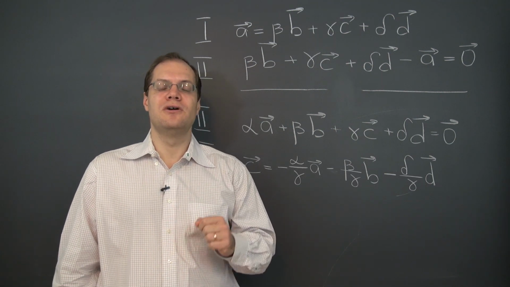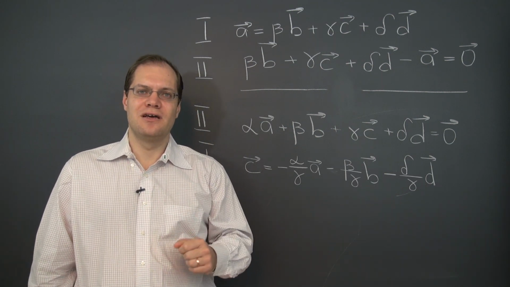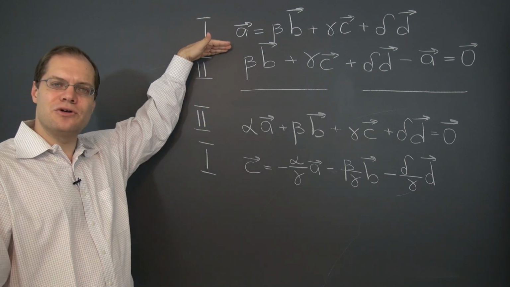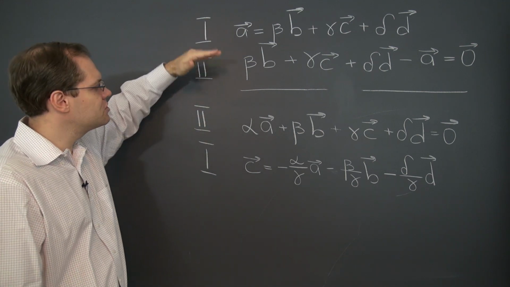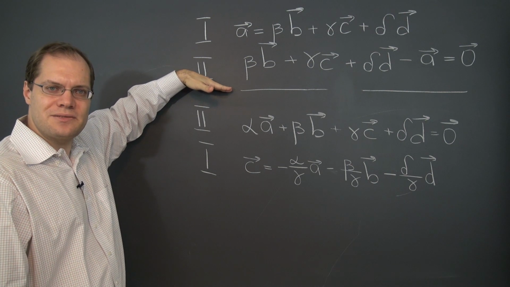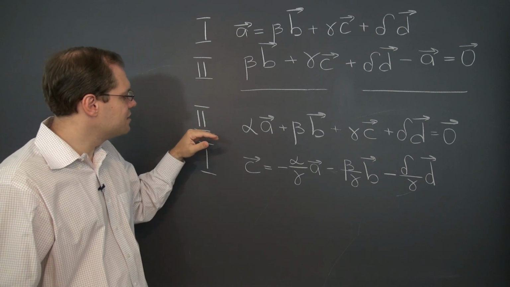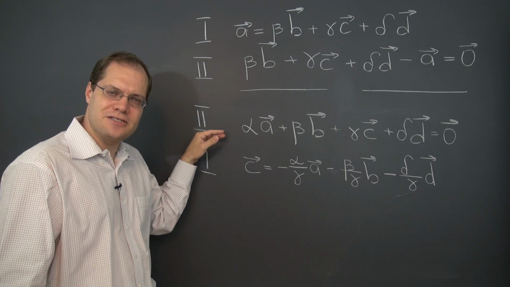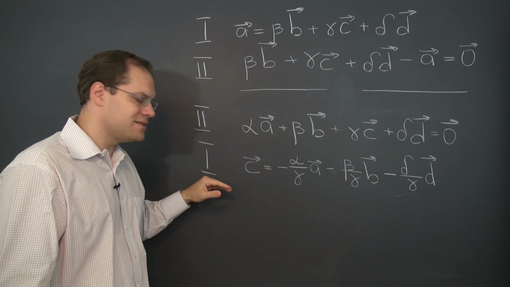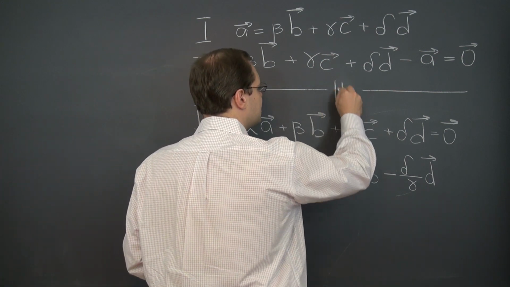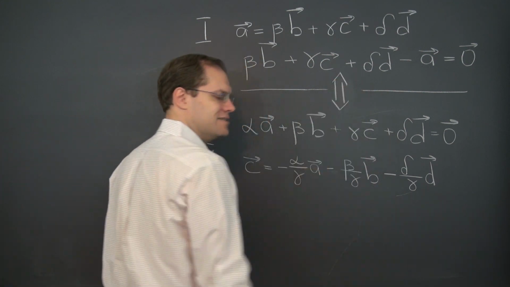So the way we'll show that the two definitions are equivalent is by showing that if a set of vectors is linearly dependent according to the first definition, then it's also linearly dependent according to the second definition, and vice versa. If it's linearly dependent according to the second definition, it's also linearly dependent according to the first definition. And that would show that the two definitions are equivalent.